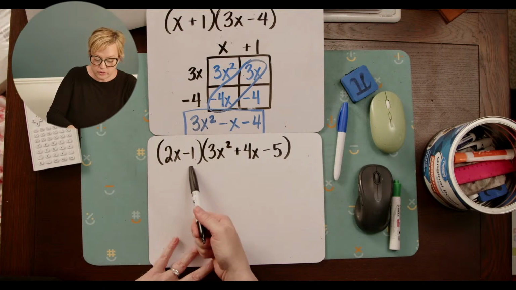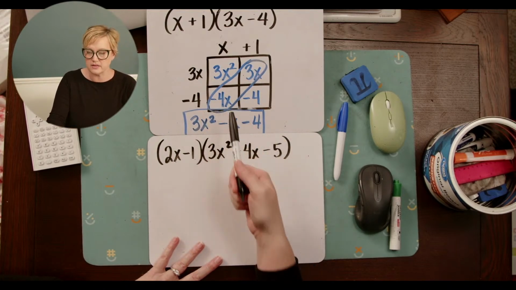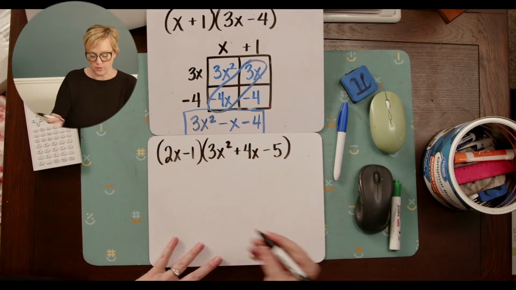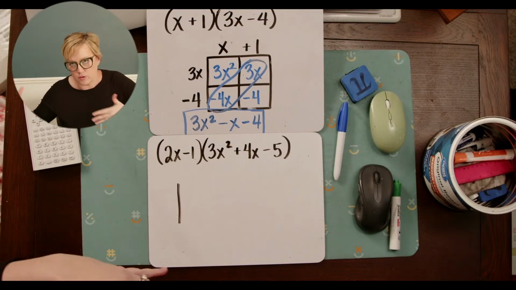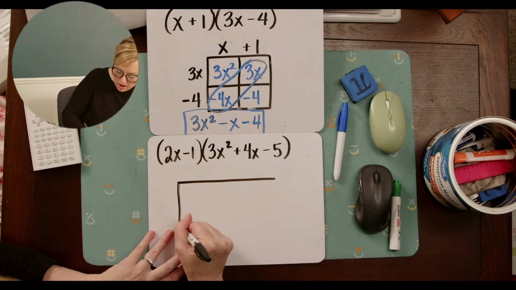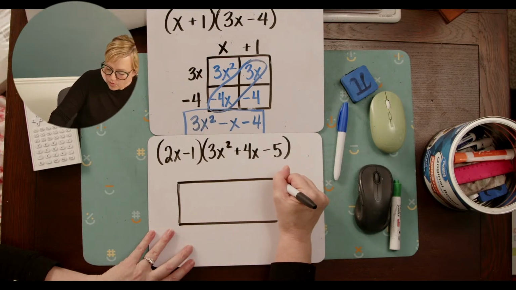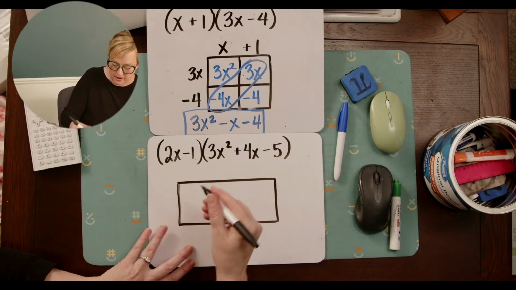We've got 2 terms here, and we've got 3 terms here. So instead of having a 2 by 2 box, we're going to make a 2 by 3. And it doesn't matter if it's 2 by 3 or 3 by 2. The direction doesn't really matter, as long as you keep one of the nomials on one side and the other down the other side.